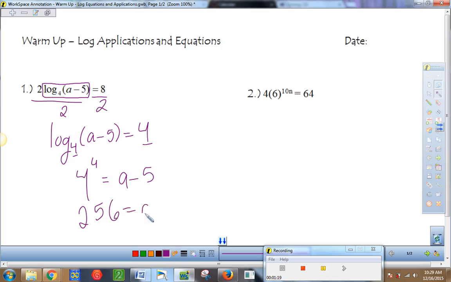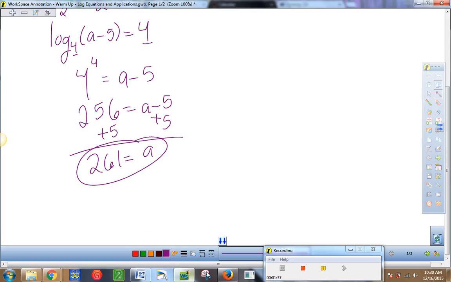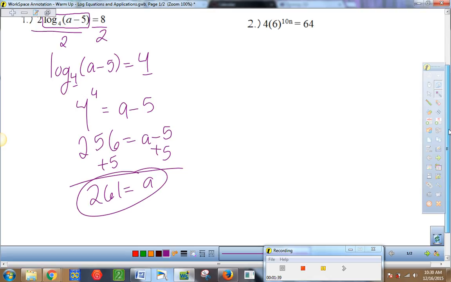256 equals a minus 5. So can you tell me what a equals? 261. Very good. Add 5 to both sides for those who need to see it. You can actually check this answer, which is nice about equations. That's why equations are lovely.